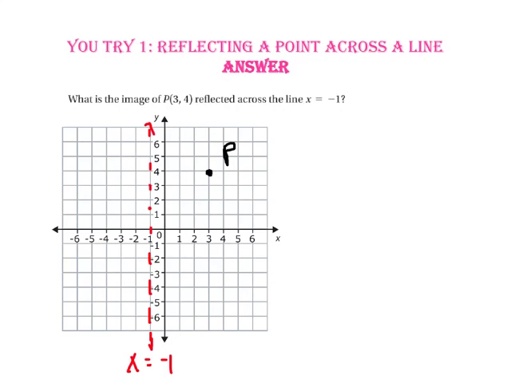Now let's see how far away point P is from the line of reflection. 1, 2, 3, 4 units from the line of reflection. So we want to go 4 units in the opposite direction. 1, 2, 3, 4. Notice that point P and point P prime are equidistant from the line of reflection. So the ordered pair for P prime is negative 5, 4.